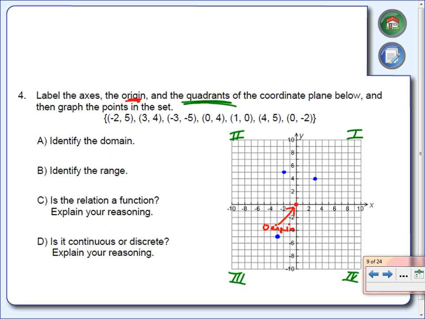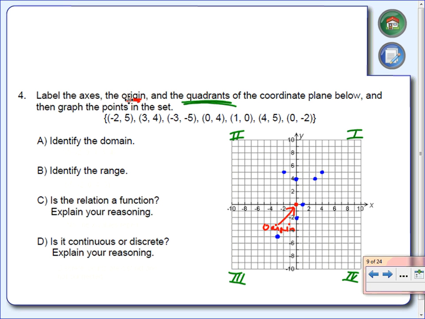(0, 4). (0, 4) is actually going to fall right on top of the y-axis. (1, 0) is going to fall right on top of the x-axis. (4, 5). Let's see, that's going to be right here. And finally, the last one, (0, -2). (0, -2) is going to fall right here on top of the y-axis. So all we've done is plot each of the points.